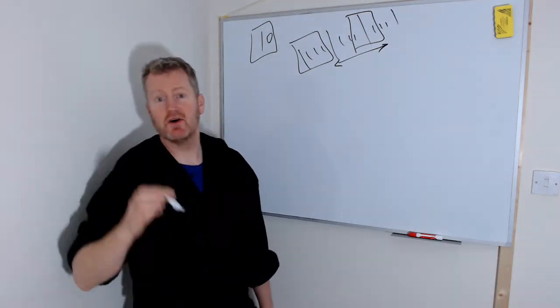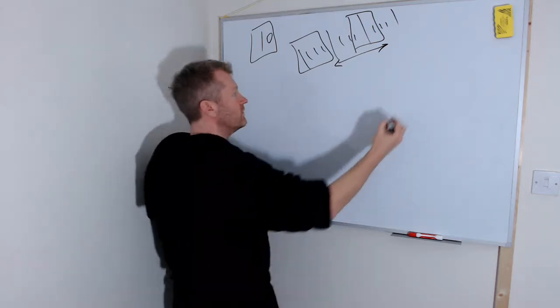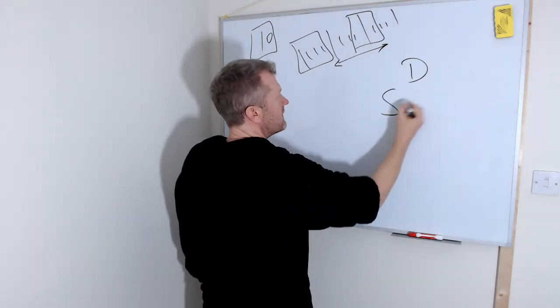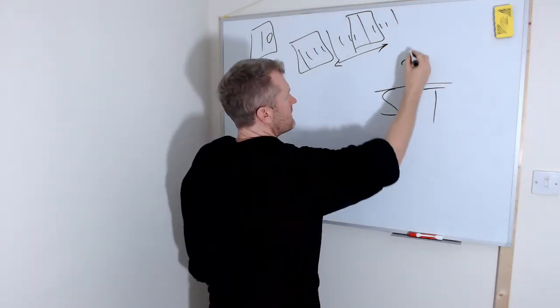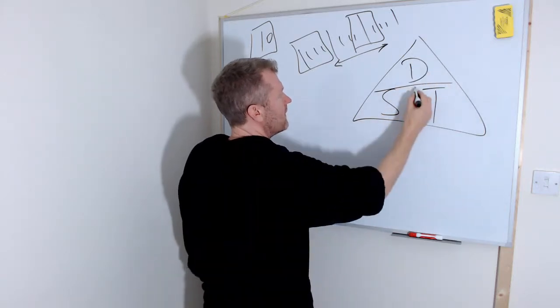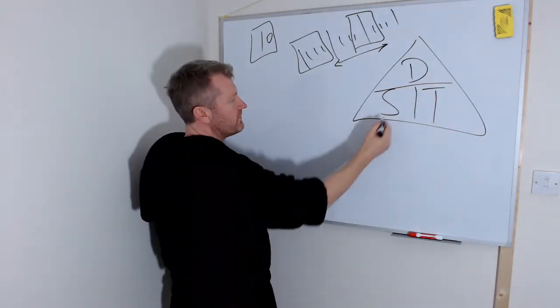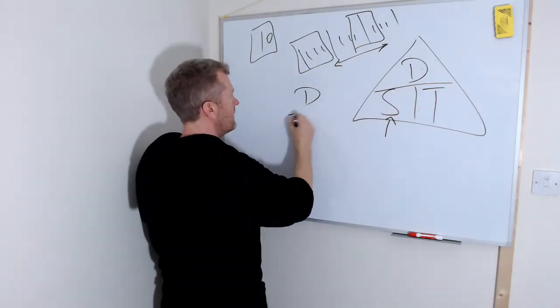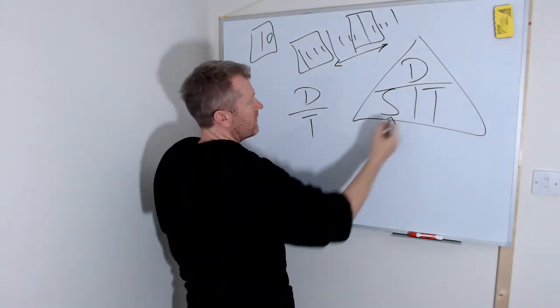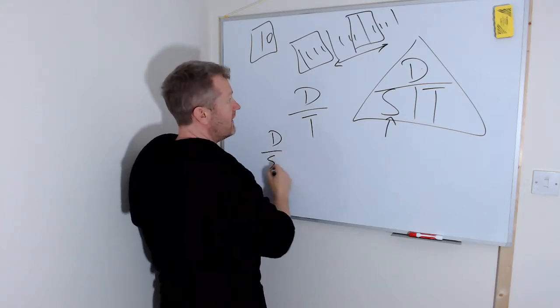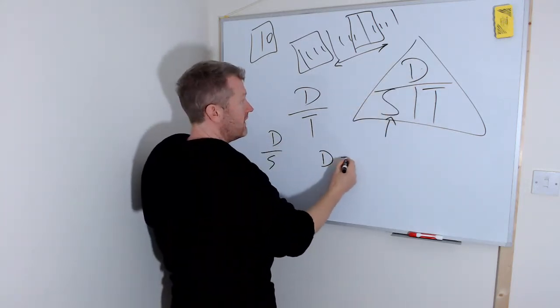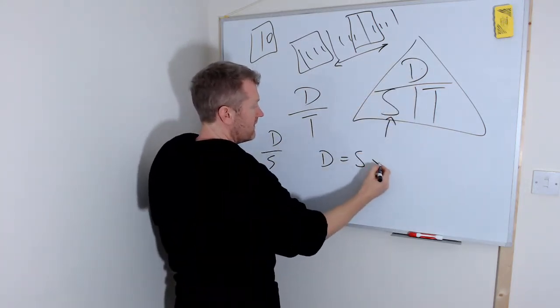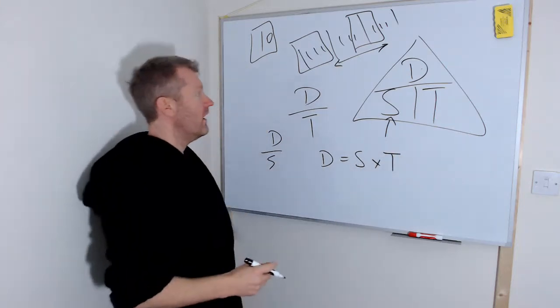And it knows the time between the photos, so it uses the old, you might remember this, speed, distance, time pyramid thing. So if you want to work out the speed, which is what we want, you do distance divided by time, d over t. If you wanted to work out the time, it's d over s, and if you want to work out the distance, it's s times t, speed times time. Okay. So we know that.